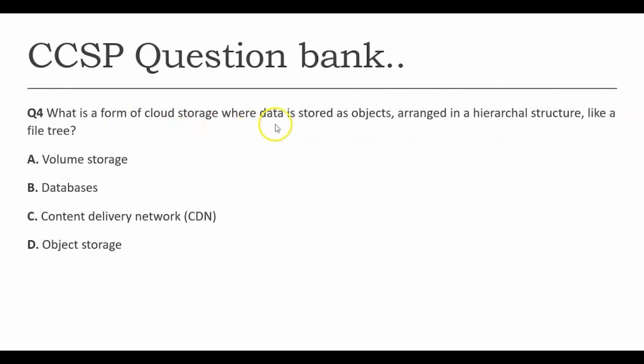What is the form of cloud storage where data is stored as objects arranged in a hierarchical structure like a file tree? We have seen that data is stored in a hierarchical structure like a file tree in object storage. That is in the definition of object storage. Similarly, they may ask which has data and metadata and one unique ID or reference ID. That is also object storage. Or sometimes they may ask which is fixed in size and logically connected to the user; that is volume storage. CDN you can say approximately. So next question we will cover this.